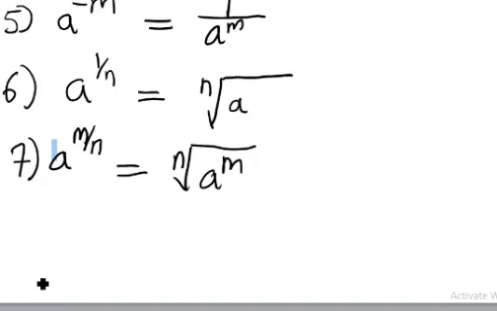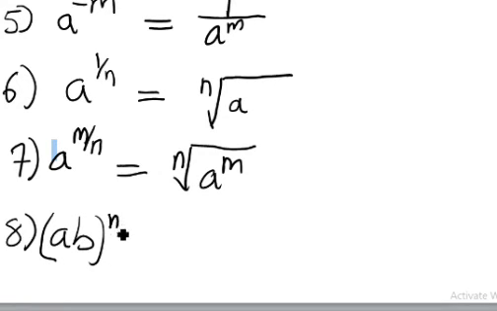You can also have another one in this form, which you can still use. Number 8: ab raised to power m will give me a raised to power m times b raised to power m.